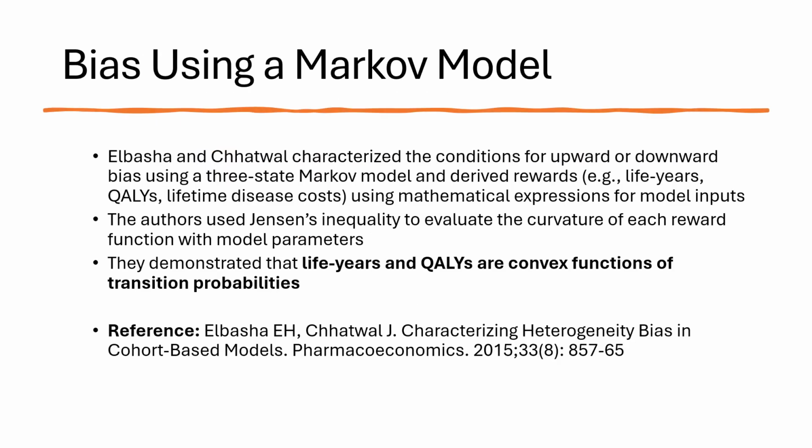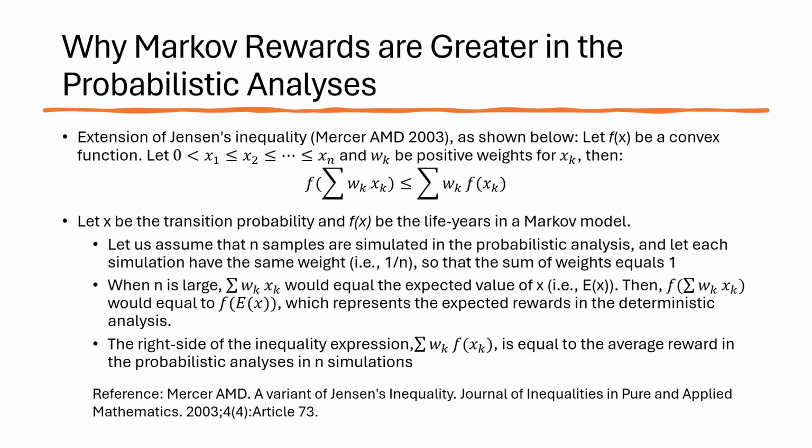Elbasher and Chatwell characterized the conditions for upward or downward bias using a three-state Markov model and derived rewards, such as life years, QALYs, and lifetime disease costs, using mathematical expressions for transition probabilities. Further, the authors demonstrated that life years and QALYs are convex functions of transition probabilities using Jensen's inequality. Mercer then extended Jensen's inequality, as shown below in this slide.